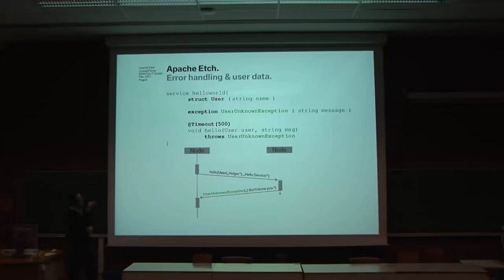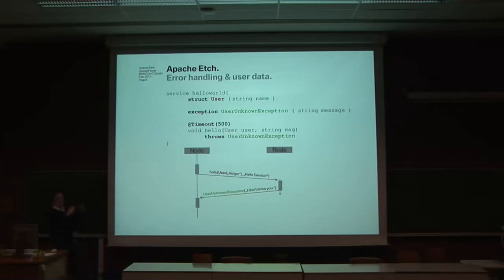You can also annotate your services with timing constraints, so you can say, I want this hello method to answer within a time bound of 500 milliseconds, for example. And this will also throw an exception, another exception, timeout exception, if this bound is overridden.